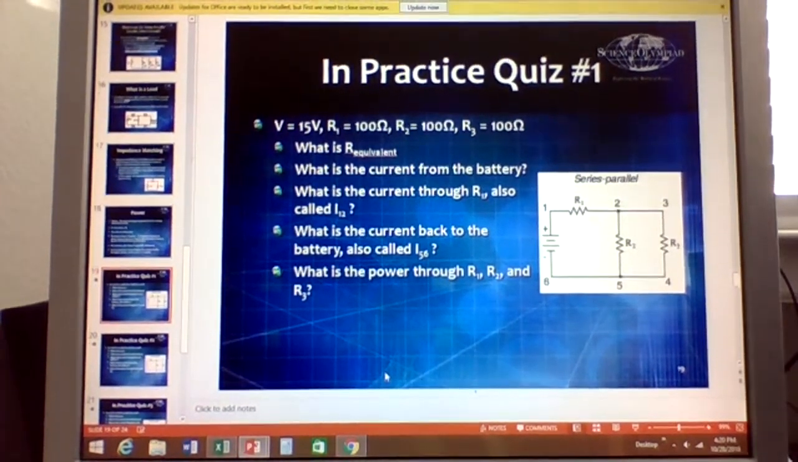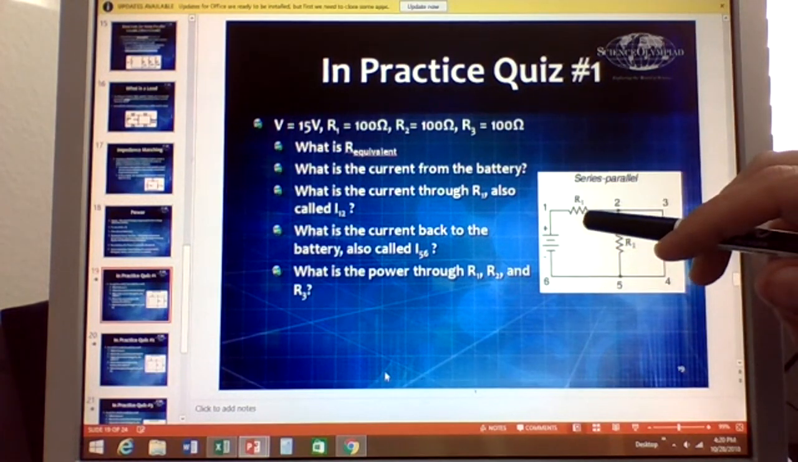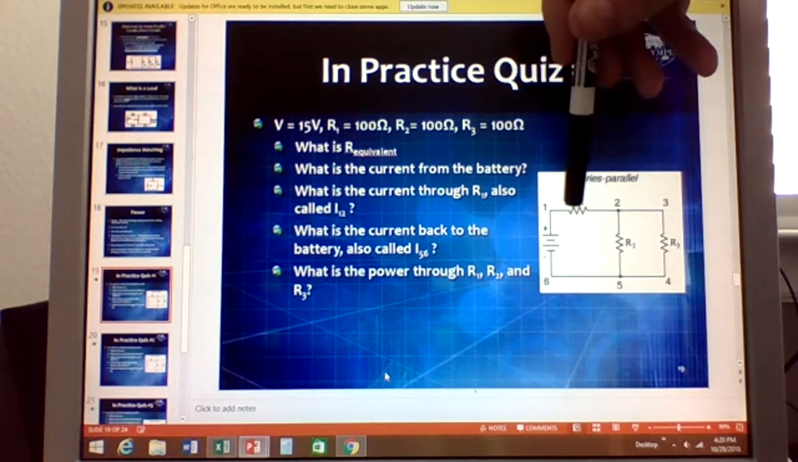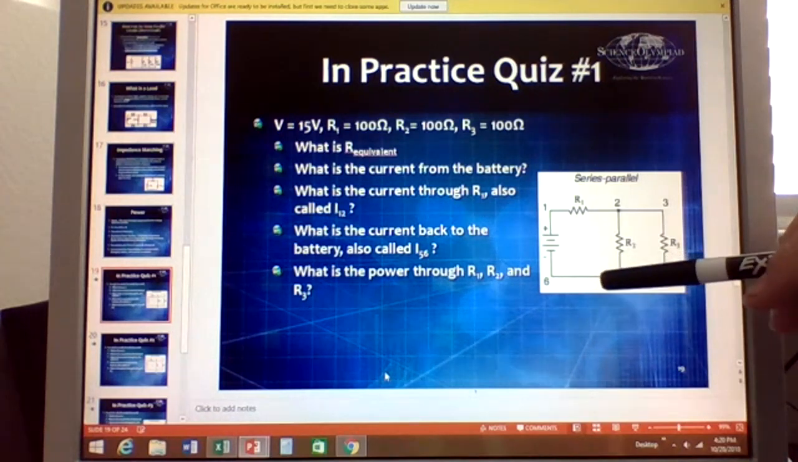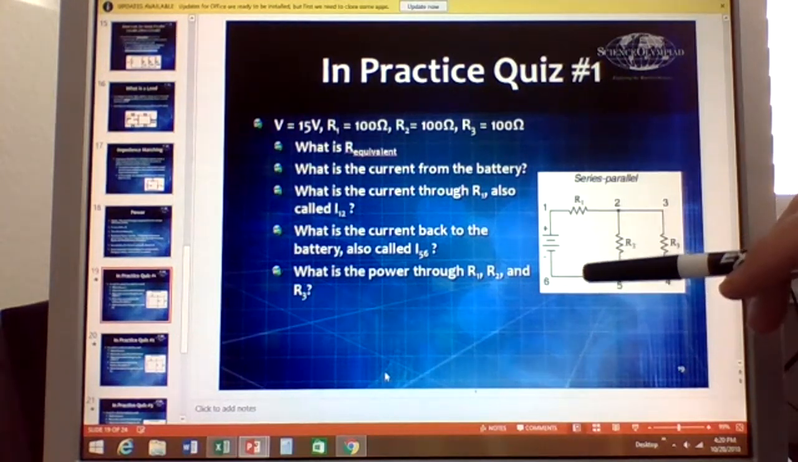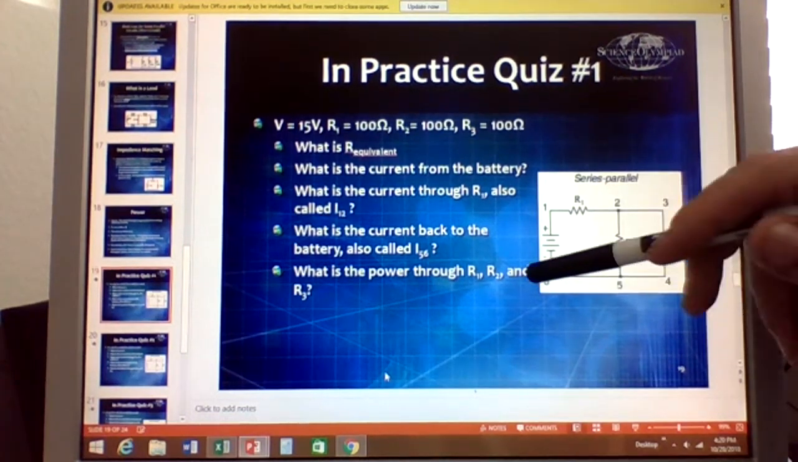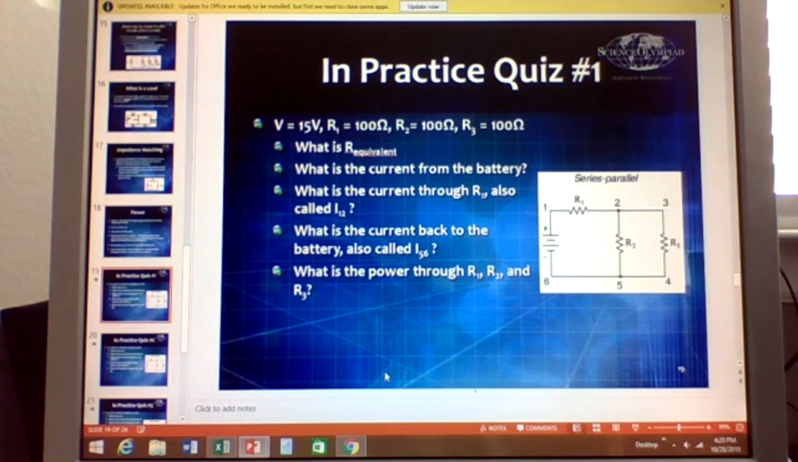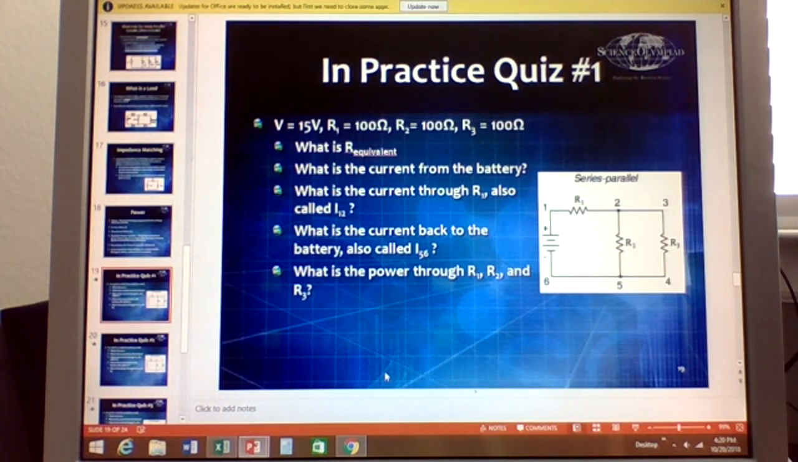Okay? Now, the current through R1, since it's got nowhere else to go, is going to be 0.1 amps. Now, what's the current back inside the battery? Well, it's going to be exactly the same, 0.1 amps, because the current splits here, but then it combines back. The power through everything is equal to V times I, which would be 15 volts times 0.1, which gives you 1.5 watts for the entire system.